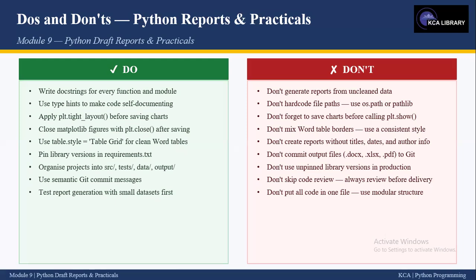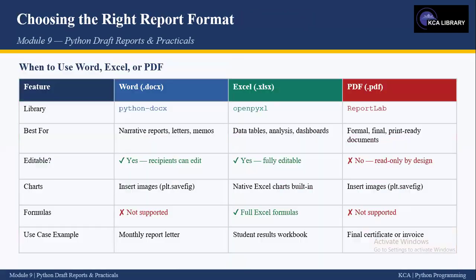Avoid generating reports from unclean data. Hard coding file paths. Use the os.path or pathlib library instead. Forgetting to save the chart before calling plt.show. Mixing inconsistent table border styles in Word. Creating reports without titles, dates, and author information before delivery, and placing all code in a single file rather than using a modular project. Choosing the right report formats.